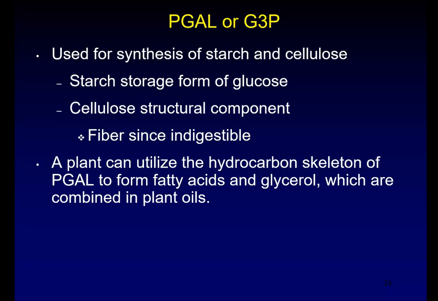A plant can also utilize the hydrocarbon skeleton or backbone of PGAL to form fatty acids, and we know that fatty acids and glycerol are two of the main components that we need to make up oils. So whether it's corn oil, safflower oil, olive oil, we would need 3 fatty acids and one glycerol molecule in order to make up the oils. And that takes you all the way back to chapter 1.